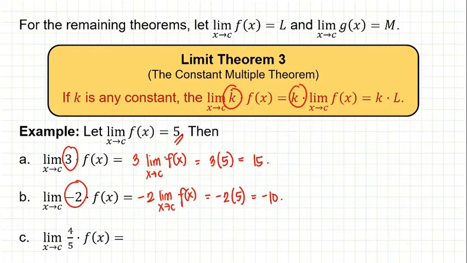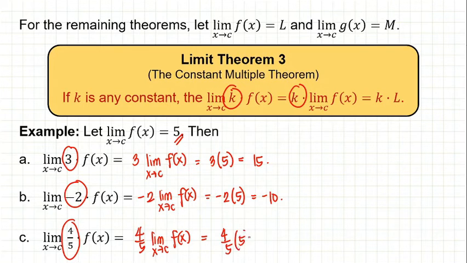The same process. We will just factor out 4 over 5. So we have 4 over 5 times the limit of f of x as x approaches c, and that will be equal to 4 over 5 times 5. And that is equal to 4. And that will be our final answer.